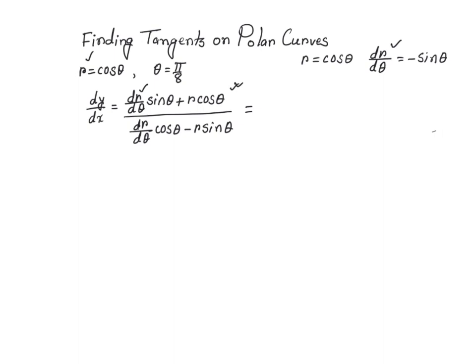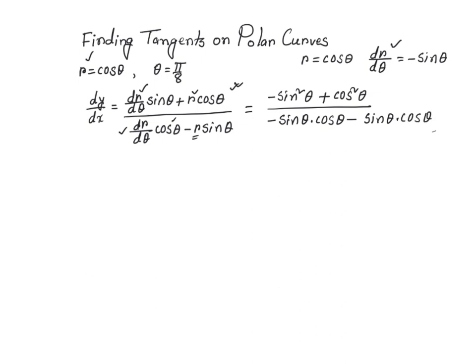So in the numerator, negative sine theta times sine theta is negative sine square of theta, plus r is cosine of theta. Cosine of theta times cosine of theta is cosine square of theta. Divided by, in the denominator, dr over d theta is negative sine theta times cosine theta, so it's going to be negative sine theta times cosine of theta minus r, which is cosine of theta, so it's going to be sine of theta times cosine of theta in the denominator.